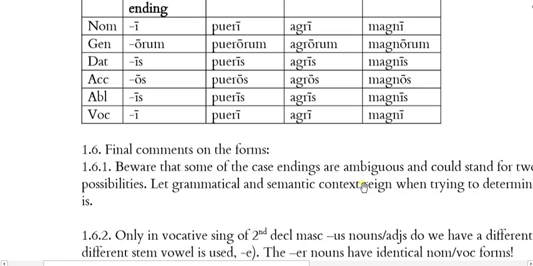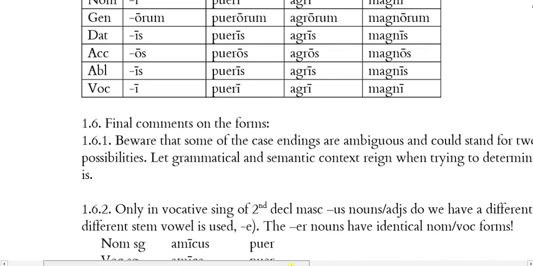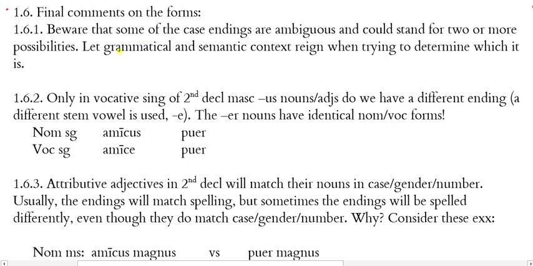Just some final comments here on the forms. We need to be aware that some of the case endings are ambiguous and could stand for two or more. Okay, could be two or more possibilities. And when that's the case, pardon the pun, you have to let grammatical and semantic context reign when trying to determine which it is.